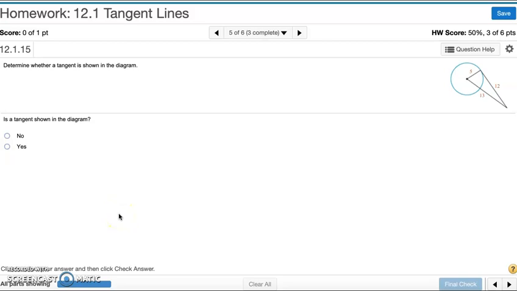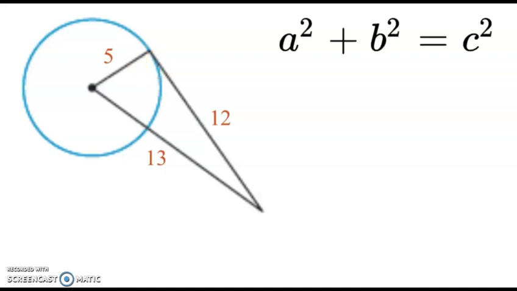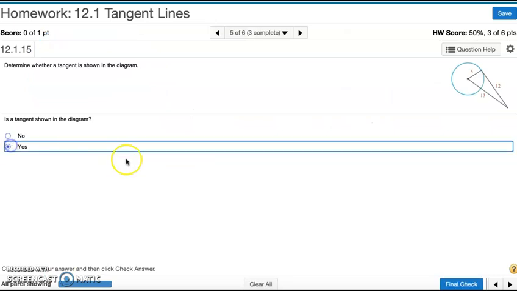Number 5 wants us to determine whether a tangent is shown in the diagram. So let's take a closer look at that. For this to be a tangent, the 3 numbers have to satisfy the Pythagorean Theorem, because this intersects at a 90-degree angle if it is tangent. So a squared plus b squared equals c squared. Substitute in 5, 12, and 13 for a, b, and c. Square out the numbers. And 25 plus 144 does give you 169, so that means it is tangent. So I'm going to choose yes, it is tangent.